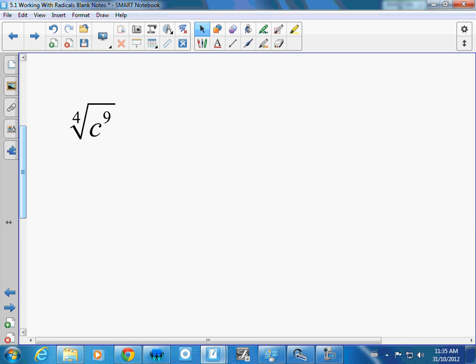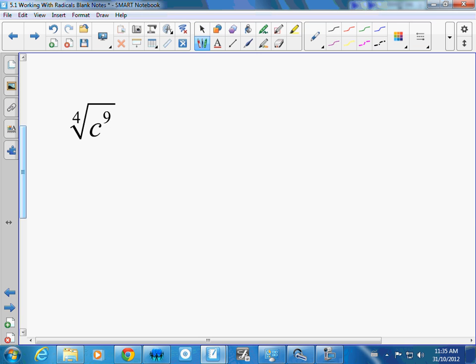So we want the fourth root. Okay, so this is tricky. Now, if it was square root, can you take the square root of 9? Now, careful. It's not the square root of 9. You've got to watch that one. This is tricky. Now, just a little side note, guys.